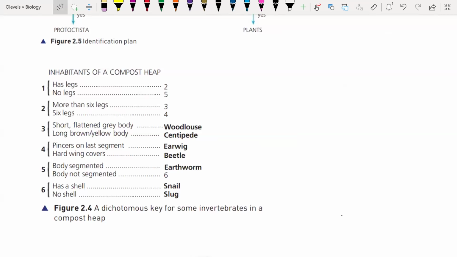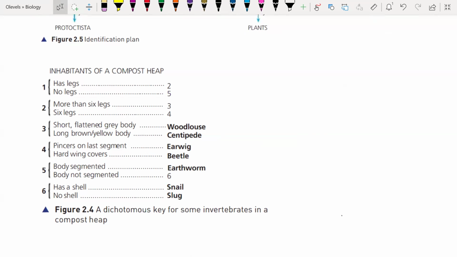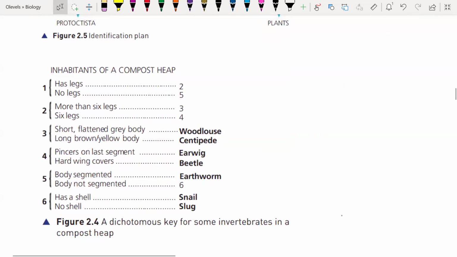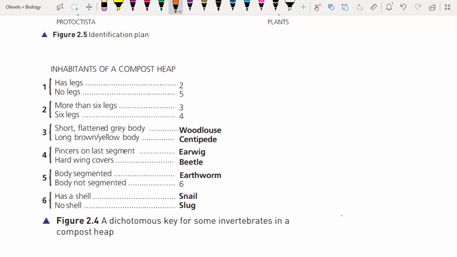Now we have to look at the inhabitants of a compost heap. In this case, you again have to identify some invertebrates. If any of the invertebrates has legs, then you have to move towards key number 2. In key number 2, if it has more than 6 legs, you have to move towards key number 3. Key number 3 would tell you that if it has a short, flattened gray body, then that's a woodlouse. And if it has a long brown yellow body, then that's a centipede.